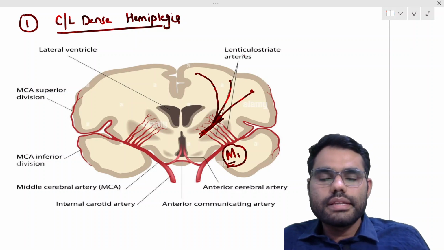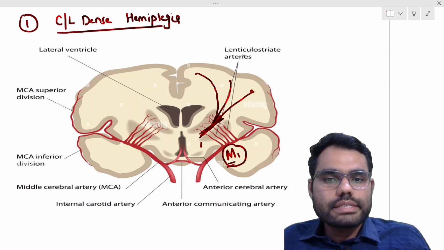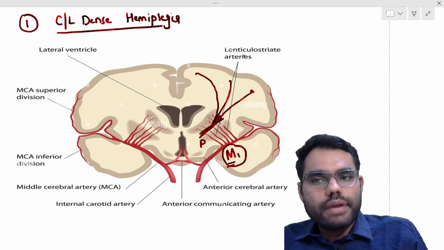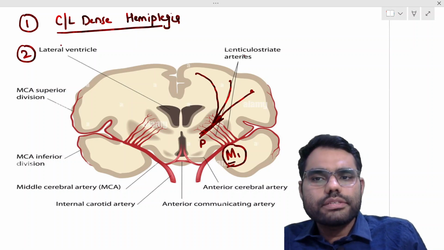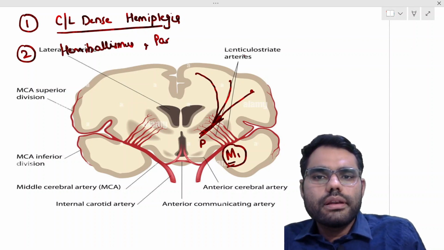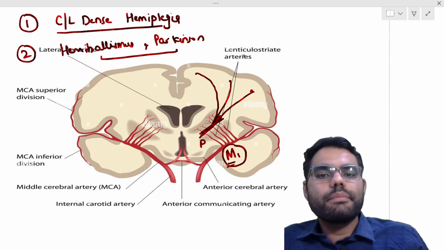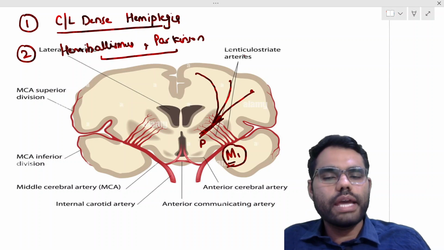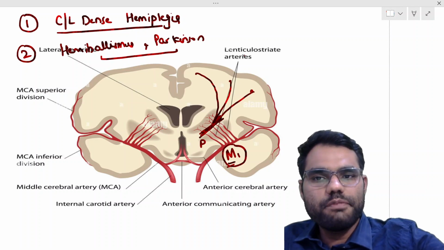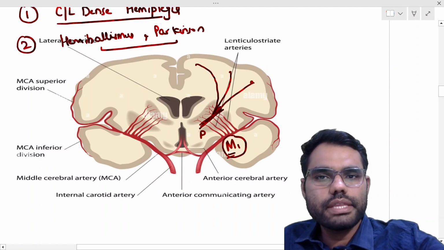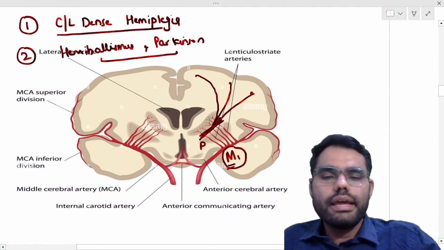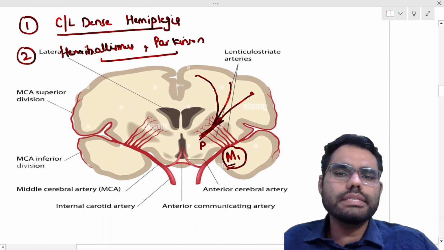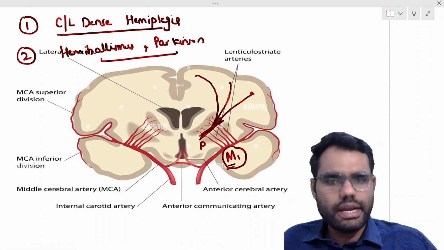Apart from this, globus pallidus and putamen can also get involved, and there can be movement disorders like hemiballismus or Parkinson-like movements, which can also be seen rarely in an M1 segment infarction. So this was all about M1 segment occlusion, which manifests as an internal capsule lesion with contralateral dense hemiplegia and hemiballismus and Parkinson-like movement disorders sometimes, rarely.